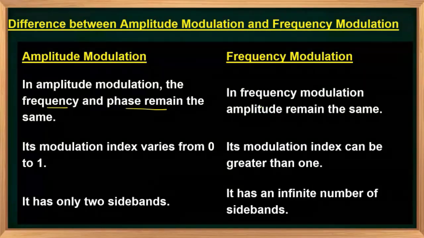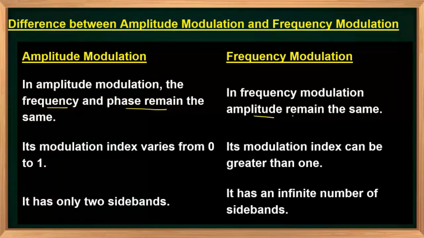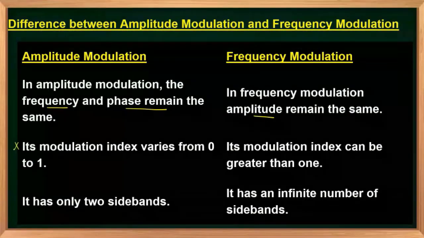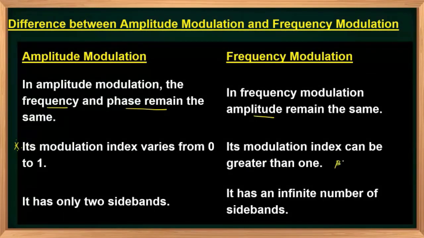In FM, frequency modulation, the amplitude remains the same. Frequency and phase will be varied. The second point is important. In amplitude modulation, the modulation index varies from 0 to 1. In frequency modulation, the modulation index can be greater than 1. So beta can be greater than 1.